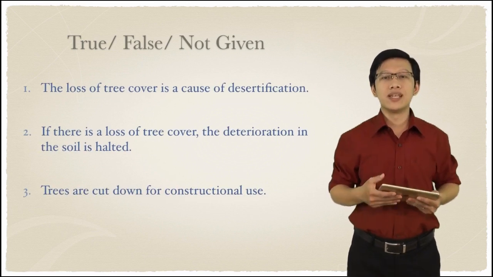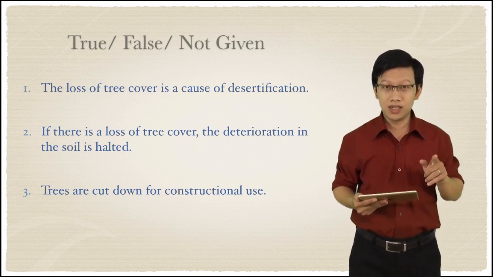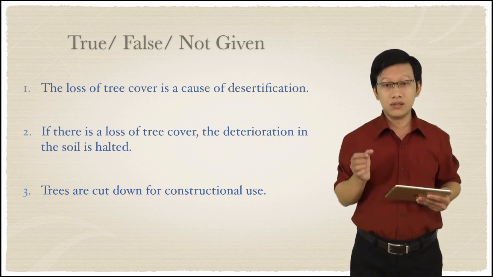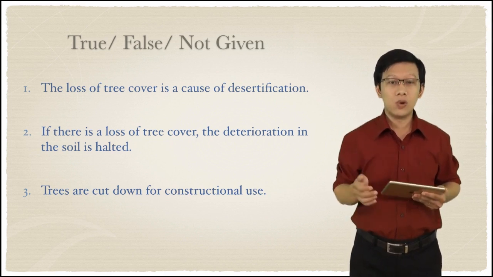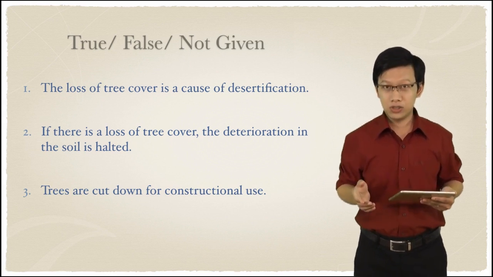Example, now I have 3 questions. Number 1, the loss of tree cover is the cause of desertification. 2, if there is a loss of tree cover, the deterioration in the soil is halted. And 3, trees are cut down for construction or use.